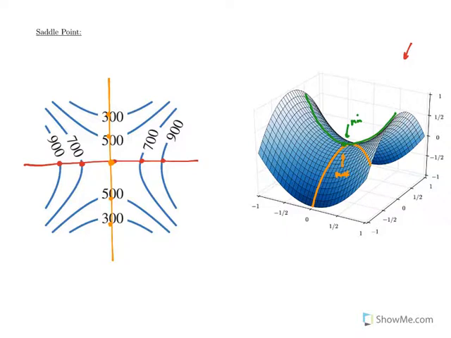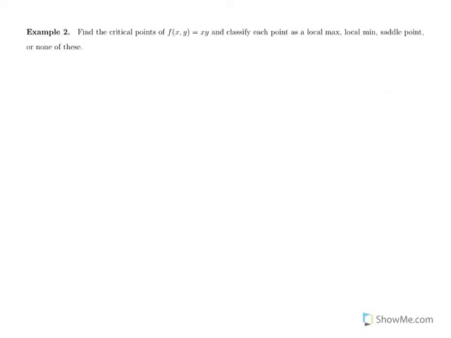So let's look at a quick example before we look at the next video where we go over more practice. Let's find all critical points of the function x times y. And we're going to classify each point as a local max, local min, a saddle point, or of course it could be none of these, as something crazier might happen, or maybe we just don't have enough information to identify these.